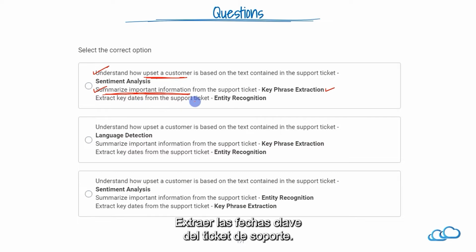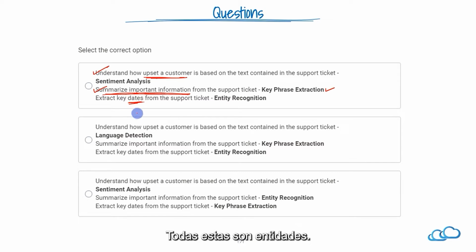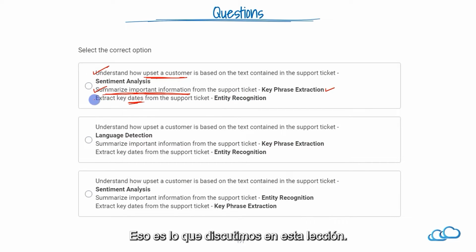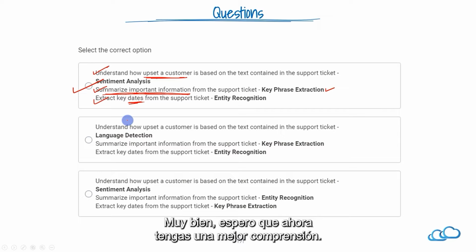Third one, extract key dates from the support ticket. So name of the person, phone number, IDs, dates, time, all these are entities, and extracting these entities is part of entity recognition. That's what we discussed in this lesson. So once again, this is right. So the very first statement is the right answer. All right, so I hope now you have a better understanding and you understand the difference between sentiment analysis, key phrase extraction, and entity recognition.